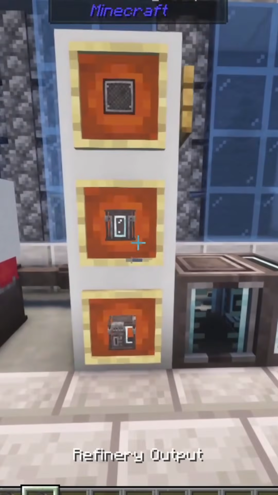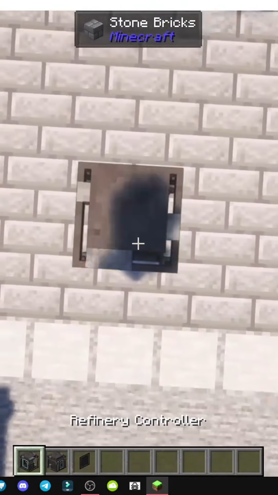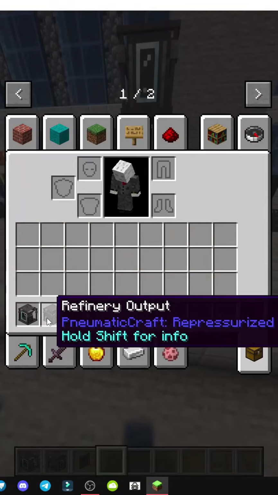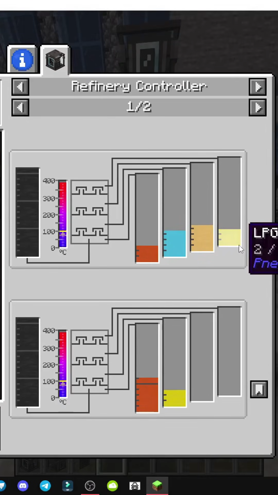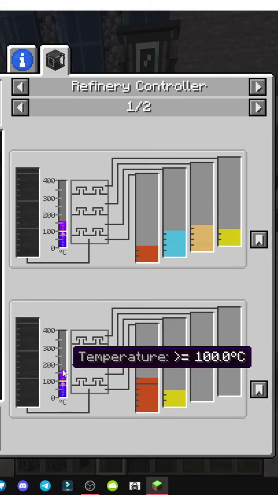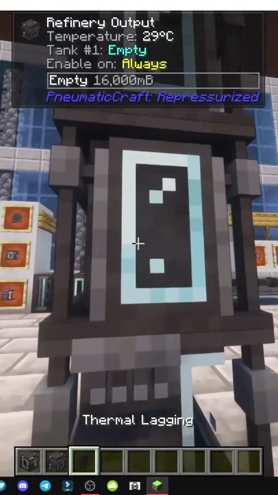Well, basically, we're going to need a refinery controller, refinery outputs, and thermal lagging. So we'd put the refinery controller, the refinery outputs, we'll put 4, because the maximum output a refinery controller can have is 4, which would be diesel, kerosene, gasoline. If we were only going to use crude oil for diesel and LPG, we'd put 2, and that's it.